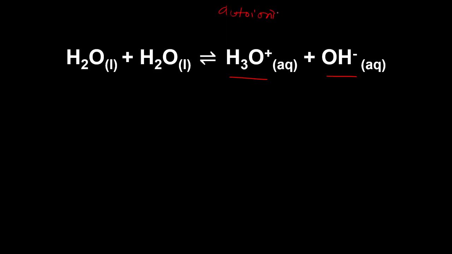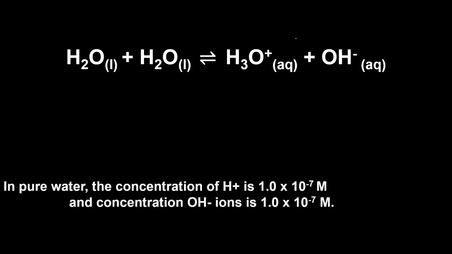It's autoionization because it's the same substance. It's H2O and H2O, and then they form ions. So we have H3O+ and OH-. So this is the autoionization of water. In pure water, the concentration of H+ is 1.0 times 10 to the power of negative 7 molar, and the concentration of OH- ions is 1.0 times 10 to the power of negative 7 molar.